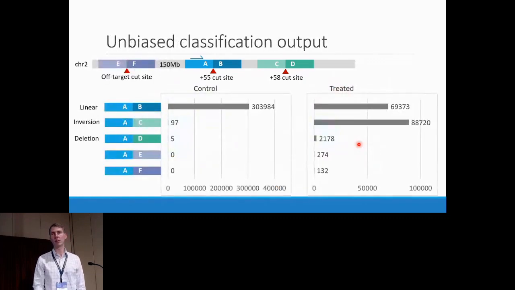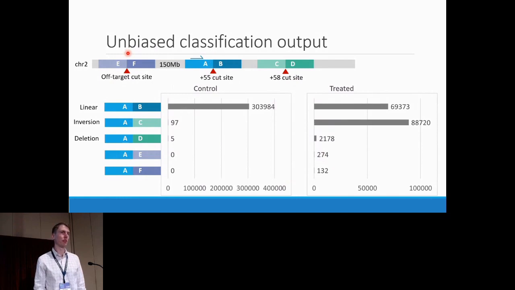However, we ran this also in the unbiased mode and were surprised to find that in addition to cleavage and double strand breaks at the known cut sites where the guides were targeting, we found that there was activity at an off target that was 150 megabases distal to the +55 cut site. And in the control sample, so these outcomes are shown at the bottom here, we see no reads that show joining of these two regions. However, we see hundreds of reads that actually show joining between the on target as well as the off target.